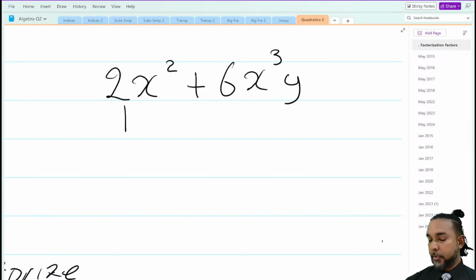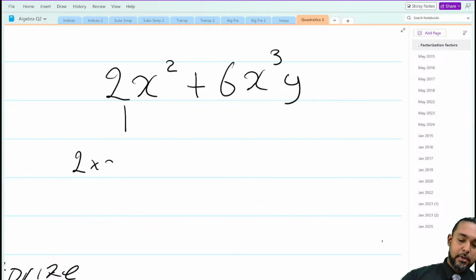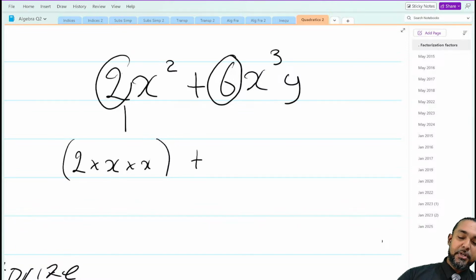Okay, cool. Right. So if we pull apart 2x squared, we'll get 2 multiplied by what? What do we multiply to get x squared? x by x, right? And what about 6x cubed y? Now, 6 we will compare with the 2, right?